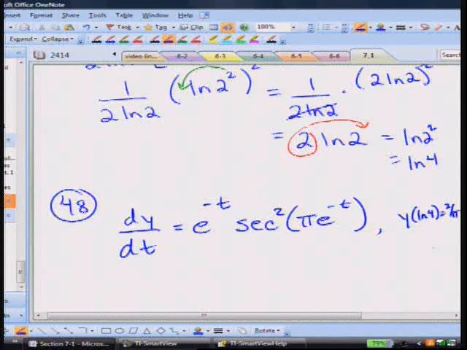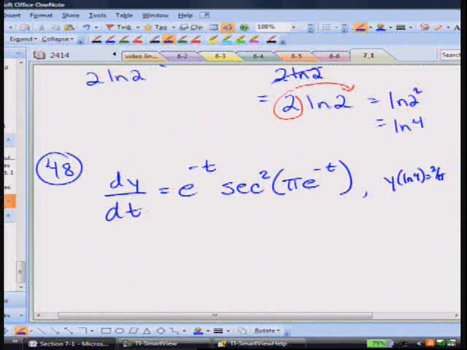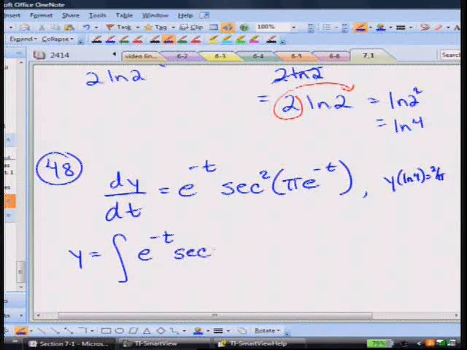Okay, so this is the information that you're going to use to find your constant, to find your c. So they want initial value problems. They tell you what the derivative is. They want the original problem. That's a differential equation. So they want the y. They tell you the derivative. They want the y. So naturally, you're just going to integrate this. y will be the integral of e to the negative t secant squared of pi e to the negative t dt. But you're going to have a plus c. Then you're going to use this information to figure out what your c is.